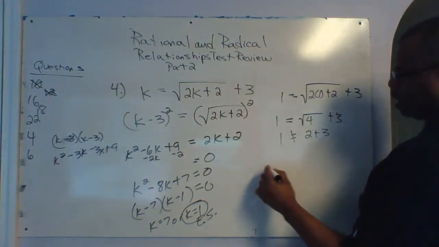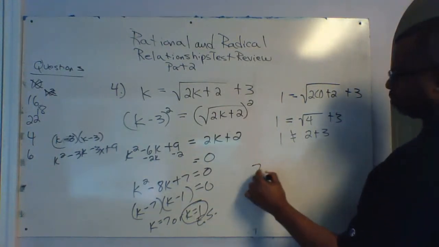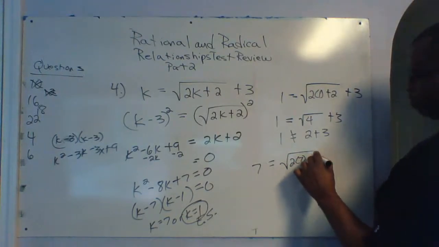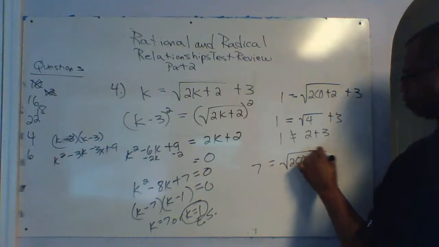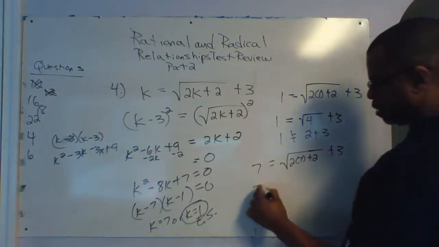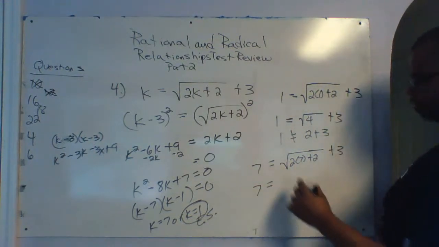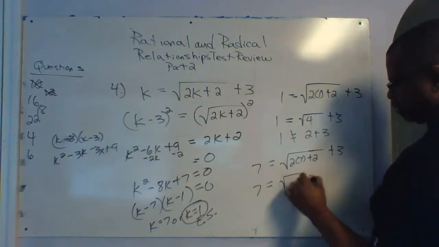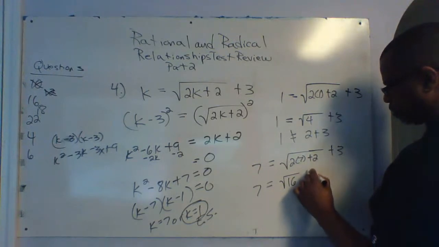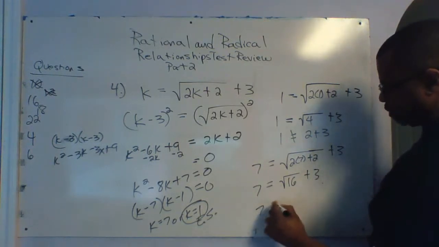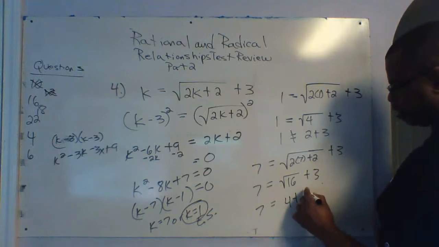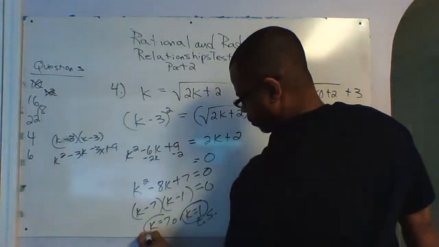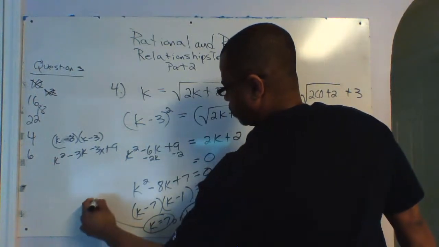Now we're going to plug in what it told us, 7. So we have the square root of 2 times 7 plus 2, plus 3. So that's going to give us 14. 14 plus 2 is 16. Square root of 16 is 4, plus 3. That works. So this is your solution.